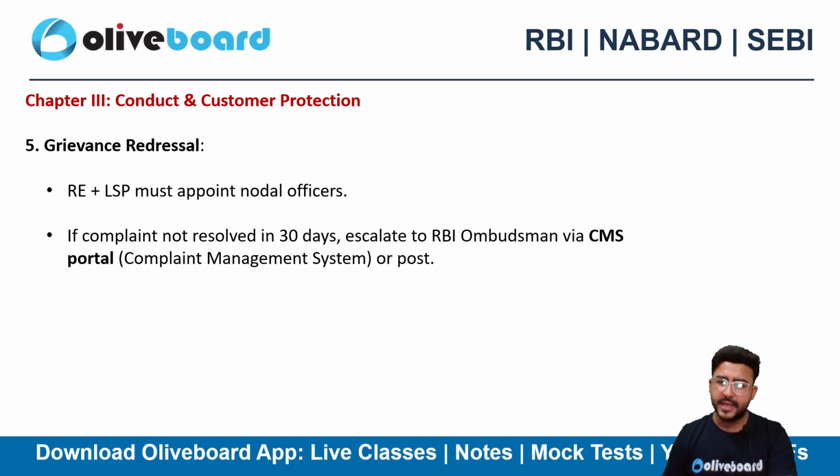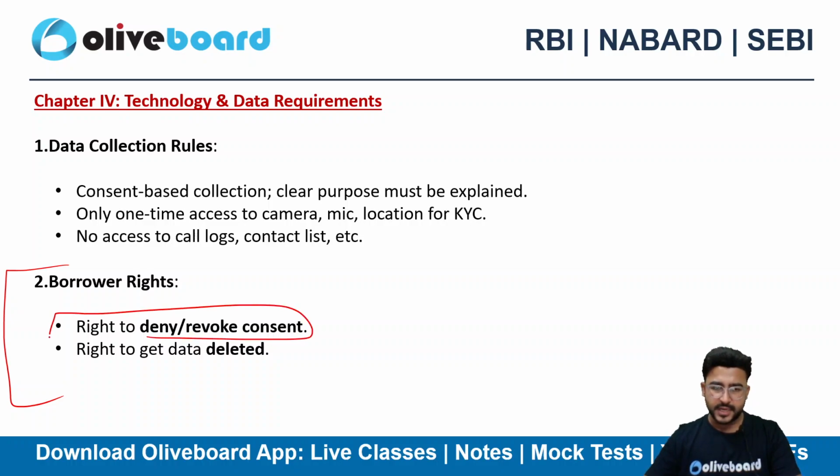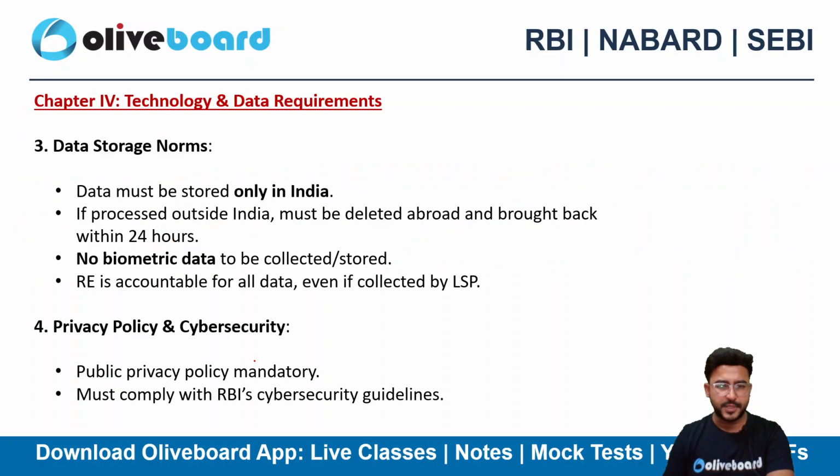Grievance redressal, definitely RE and LSP must appoint a nodal officer in case any query is there from the customer. They need to resolve it in 30 days, right? If not, then definitely escalation can happen via ombudsman, right? Then data collection and rules. So consent based collection will be there. You need to take the consent of the user before using their data, before collecting their data, right? Borrower can definitely revoke or deny such consent. Let's suppose I'm not using the platform, so I can now deny that I don't want my data to be collected from now onwards, and please delete my data. So these are the general things in this particular thing, right?